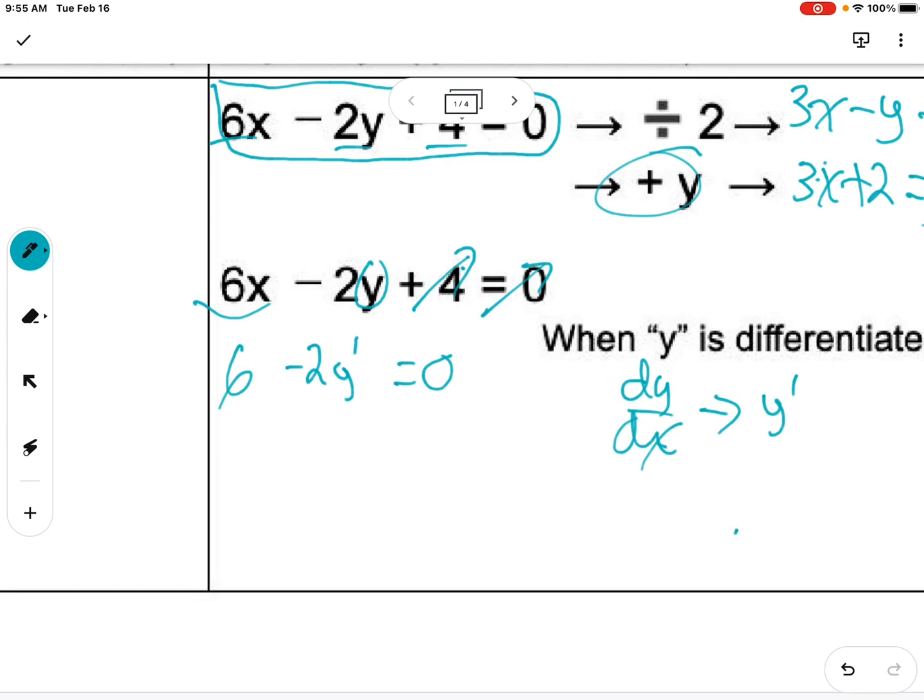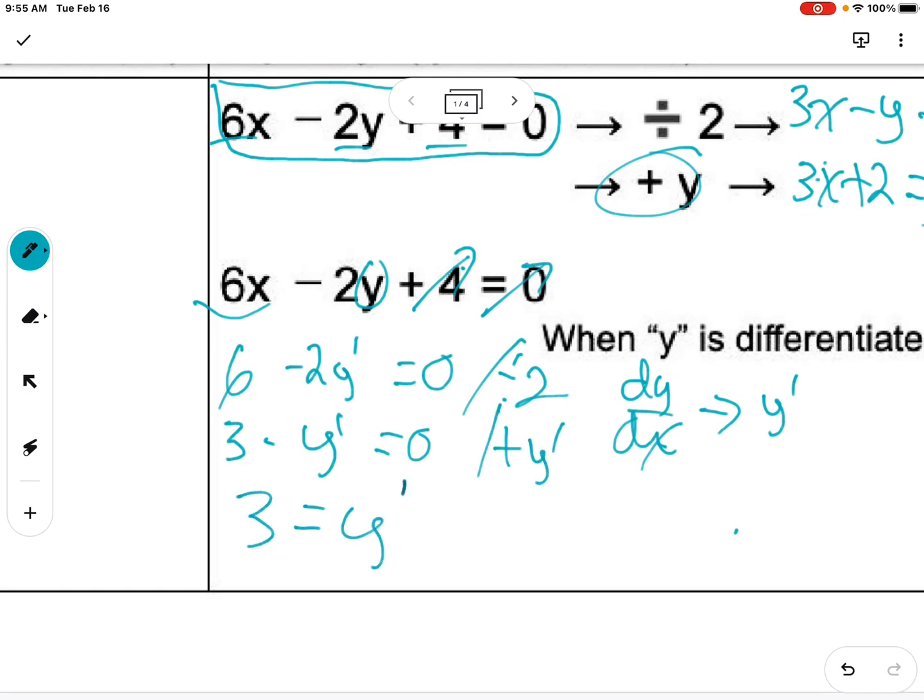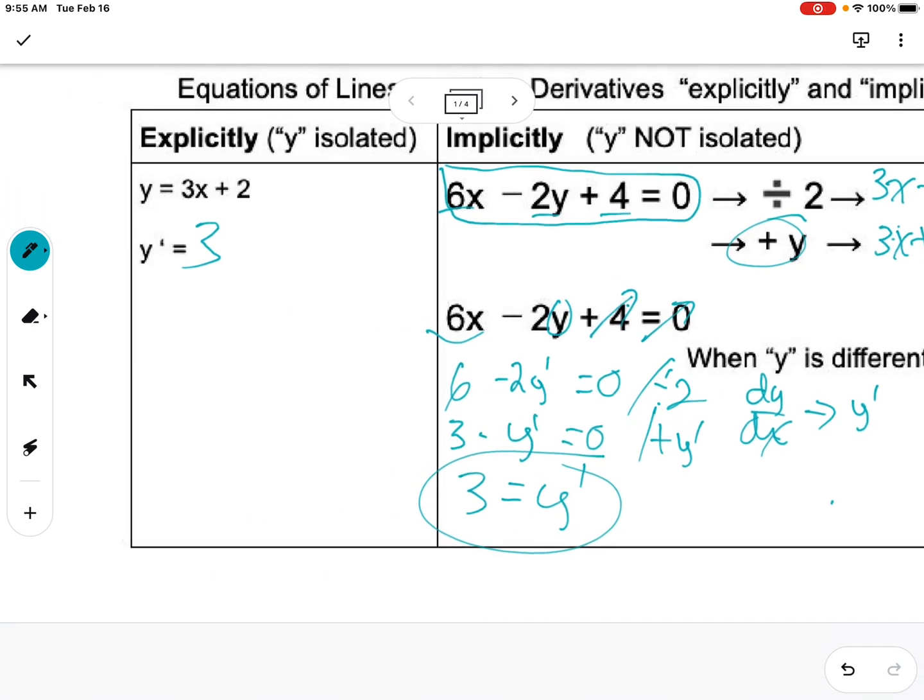So again, I should have written dy by dx here. Math notation-wise, it really doesn't matter, but dy by dx is much more formal. Okay, so now I'm going to divide everything by 2. And so I'm going to have 3 minus y prime equals 0. Then I'm going to add y prime to both sides, and 3 equals y prime. So what do you notice? We get the exact same results.